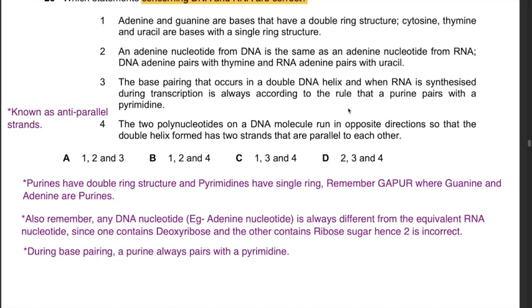And statement 4, the two polynucleotides on a DNA molecule run in opposite directions so that the double helix formed has two strands that are parallel to each other. Yes, opposite directions but parallel to each other is referred to as the anti-parallel nature, or they are anti-parallel strands, which is present in a DNA molecule. Hence the answer is C, 1, 3 and 4.